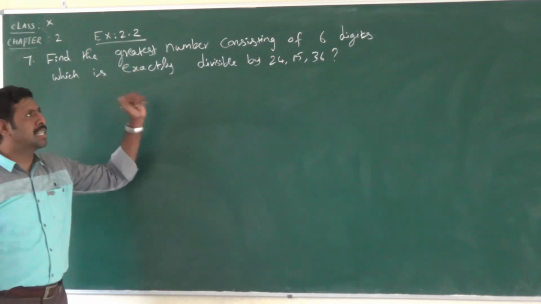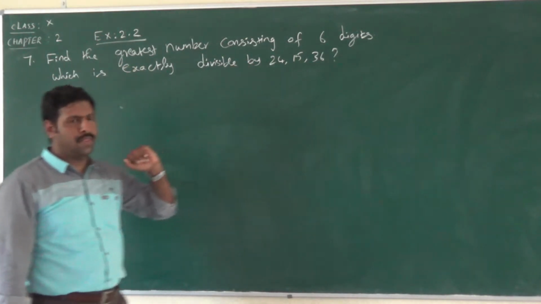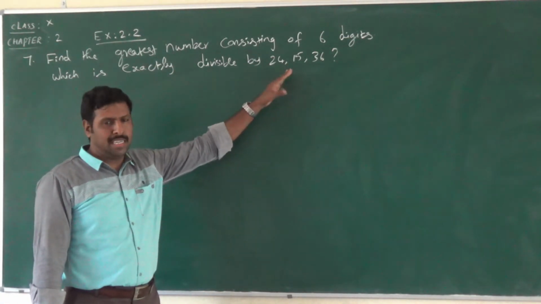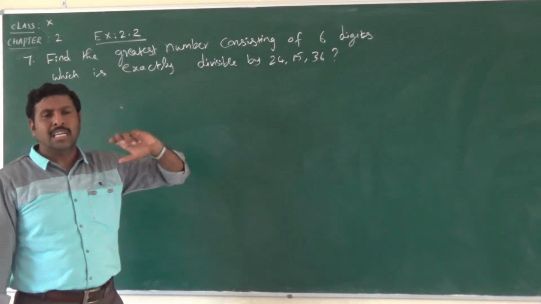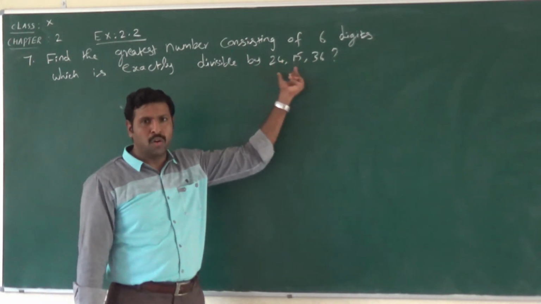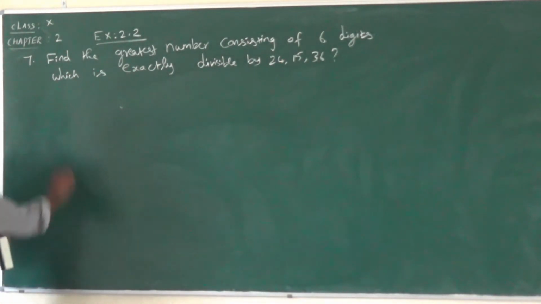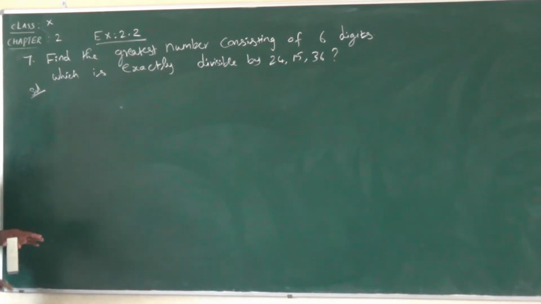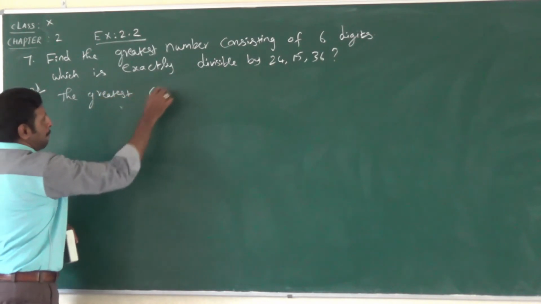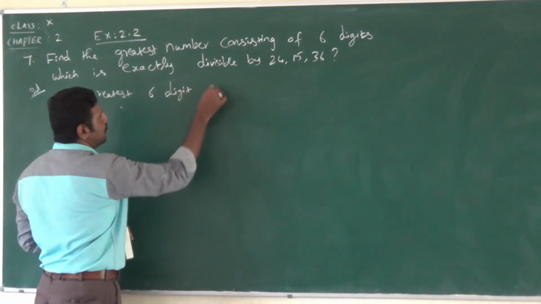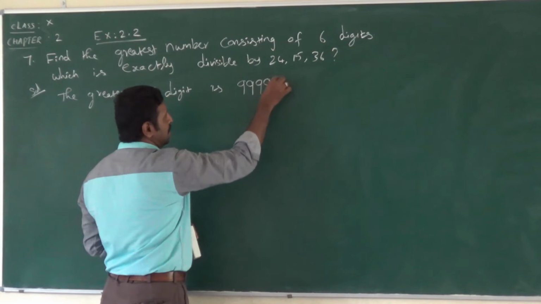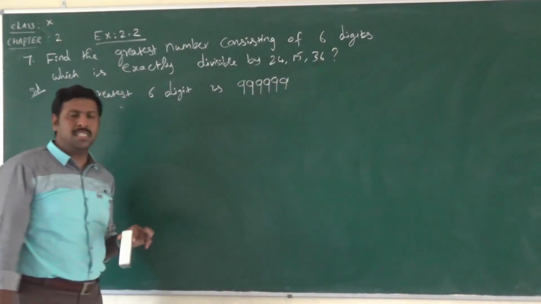Find the greatest number consisting of 6 digits which is exactly divisible by 24, 15 and 36. We want to find the greatest 6-digit number that is divisible by each of 24, 15 and 36. First we have to read what the greatest 6-digit number is. The greatest 6-digit number is 999999.